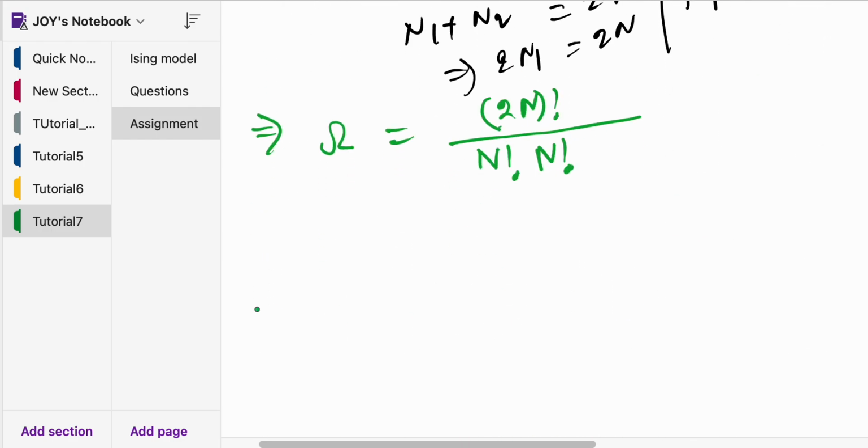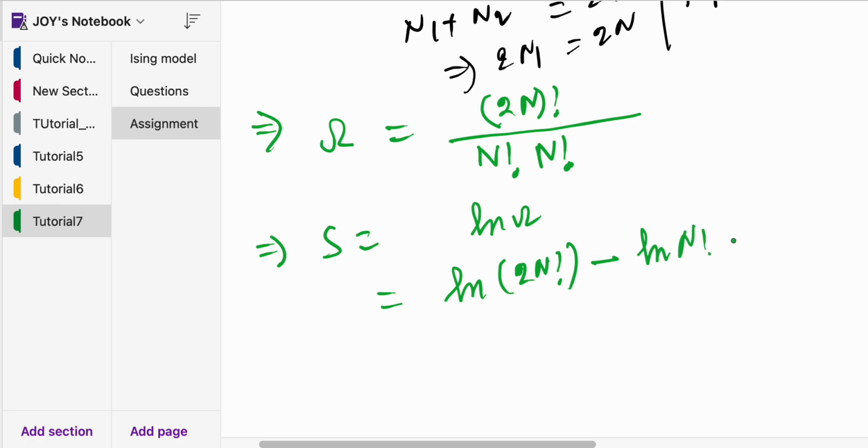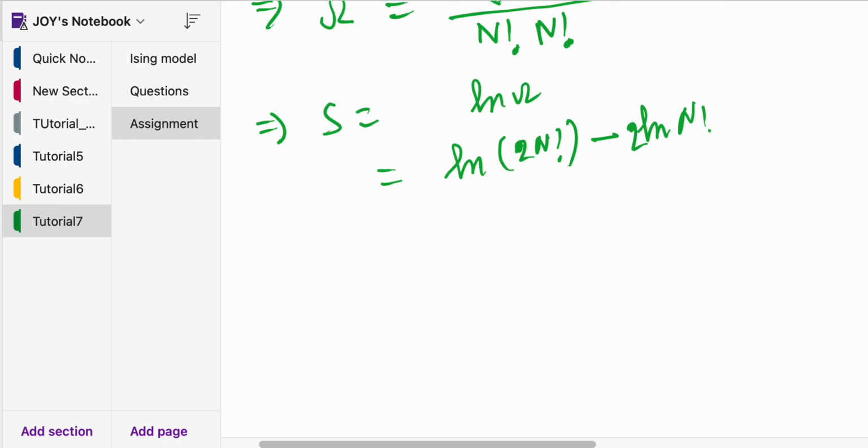It is asked entropy. Entropy will be S equal to k_B ln omega. Here we always assume that k_B equal to 1. That means ln omega, which will be ln 2n factorial minus ln n factorial minus ln n factorial. Let's use the Stirling approximation. What is the Stirling approximation? For large n, ln n factorial will be n ln n minus n.